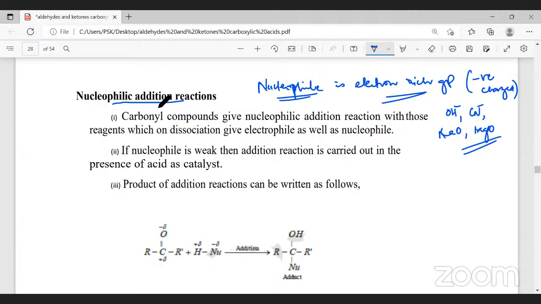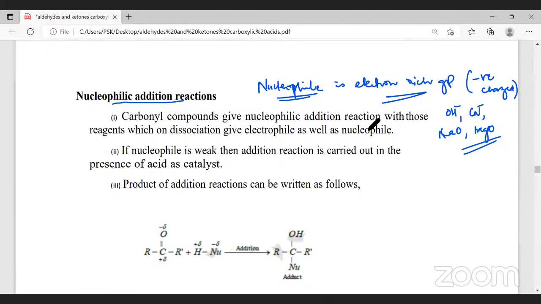So carbonyl compounds will undergo nucleophilic addition reactions. A carbonyl compound gives nucleophilic addition reaction with those reagents which on dissociation give an electrophile as well as a nucleophile. If the nucleophile is weak, then the addition reaction is carried out in the presence of a catalyst. The product of the addition reaction is as follows.